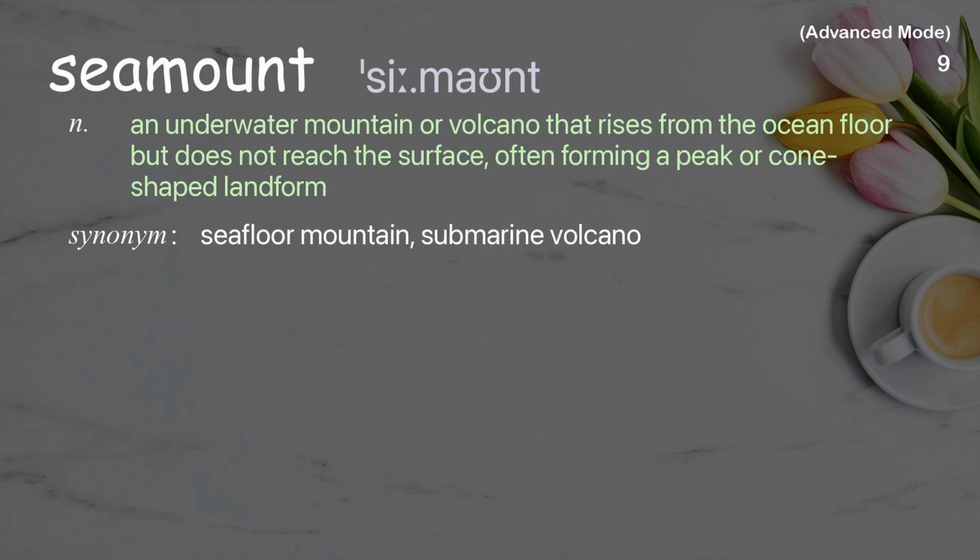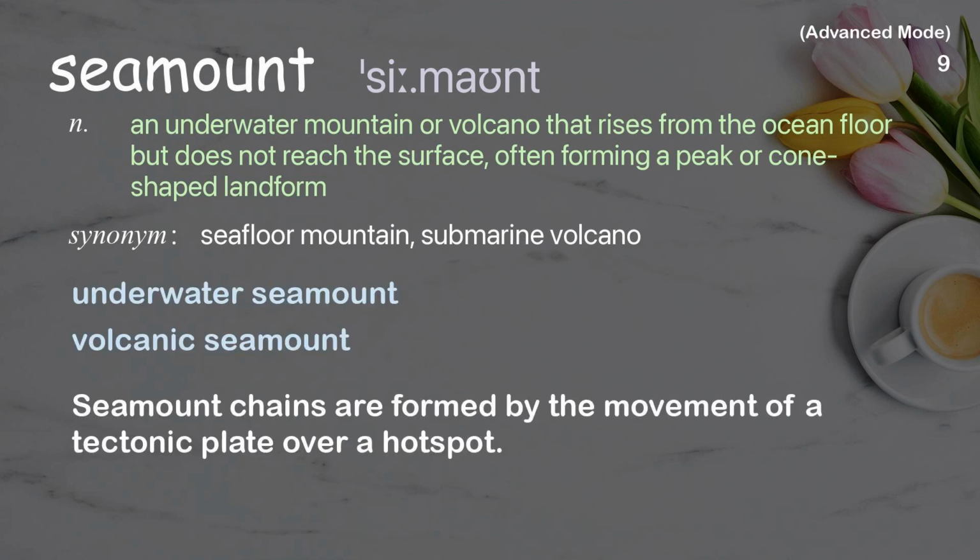Seamount. An underwater mountain or volcano that rises from the ocean floor but does not reach the surface, often forming a peak or cone-shaped landform. Examples: Underwater seamount. Volcanic seamount. Seamount chains are formed by the movement of a tectonic plate over a hotspot.